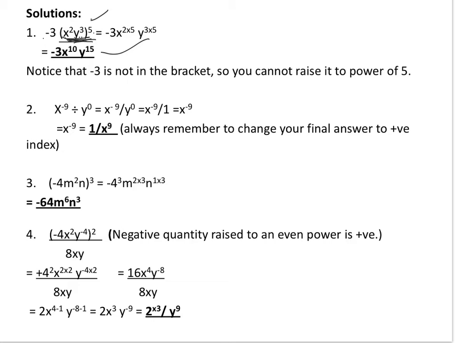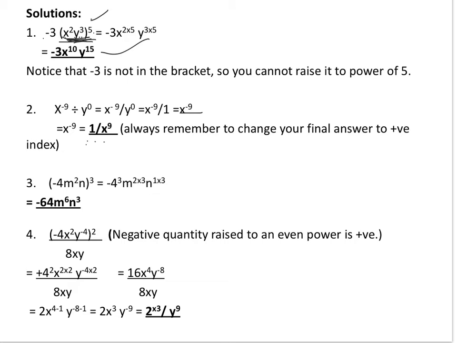The final answer will now be equal to 1 over x raised to power 9. Always remember to change your final answer to positive index. This answer, x raised to power minus 9, is in negative index. So to change it to positive index, it is equal to 1 over x raised to power 9.